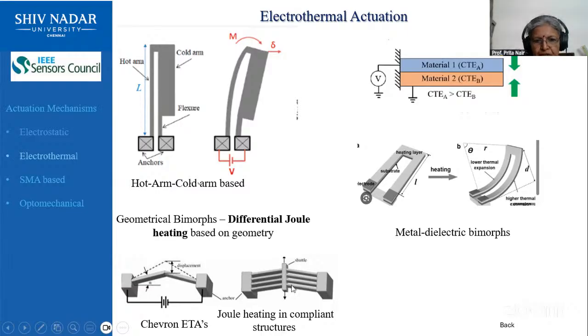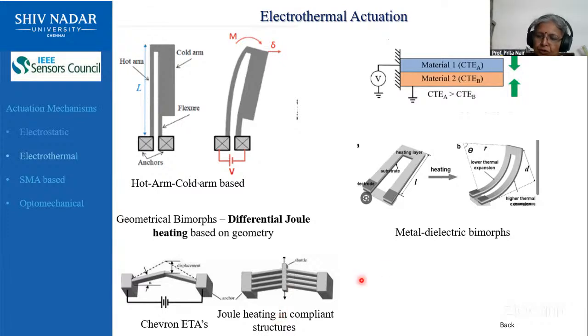And if you send current through the beams, which is shown here, then this beam is expanding, this beam is expanding. But since this is connected at a certain angle, this will push the whole central beam forward. So you can have an electrically actuated motion because of joule heating. So we call it electrothermal actuation.